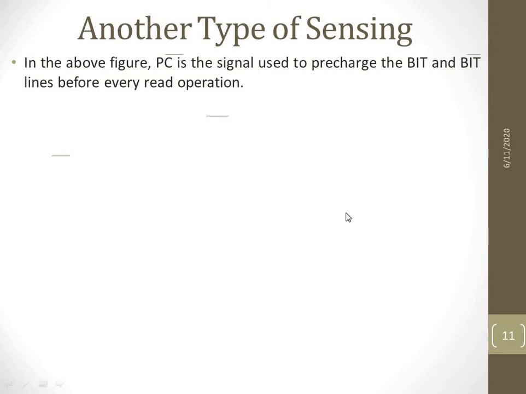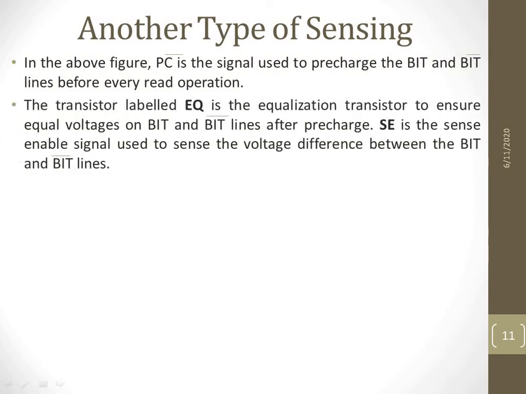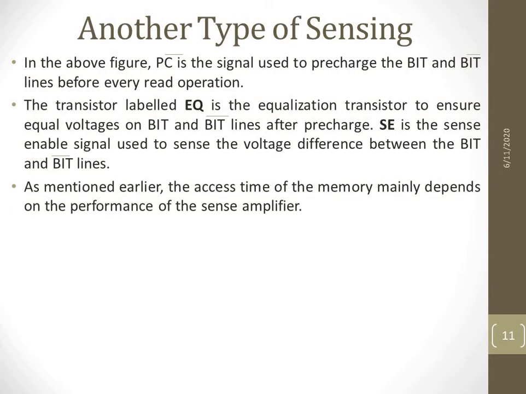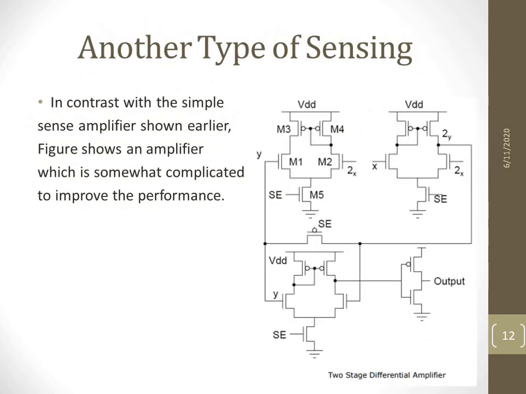In the above figure, PC bar is the signal used to pre-charge the bit and bit bar lines before every read operation. The transistor labeled EQ is the equalization transistor to ensure equal voltages on bit and bit bar after precharge, as I explained just now. SC is the sense enable signal used to sense the voltage difference between bit and bit bar lines. As mentioned earlier, the access time of the memory mainly depends on the performance of the sense amplifier.